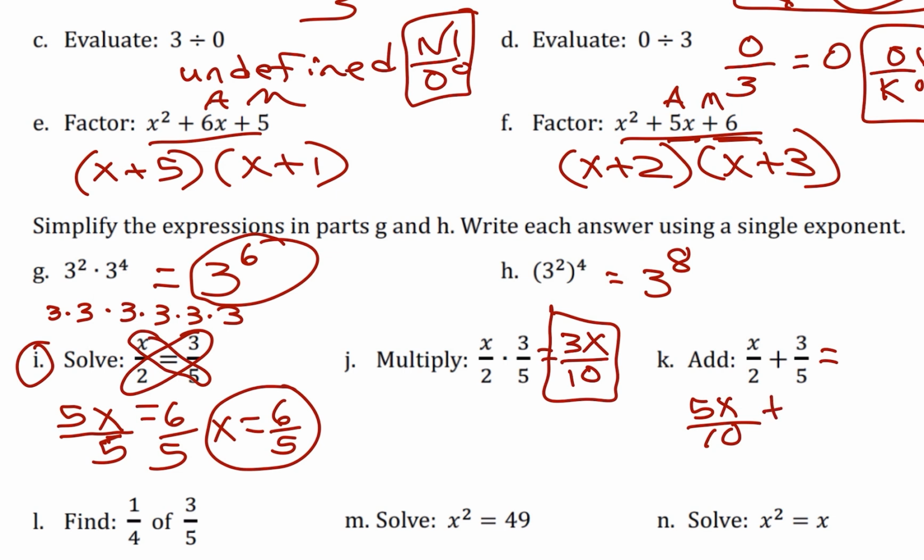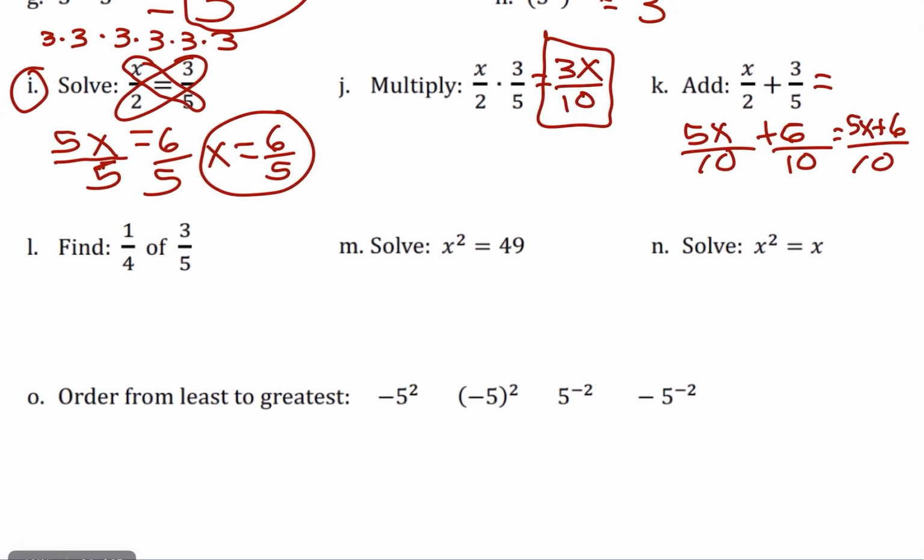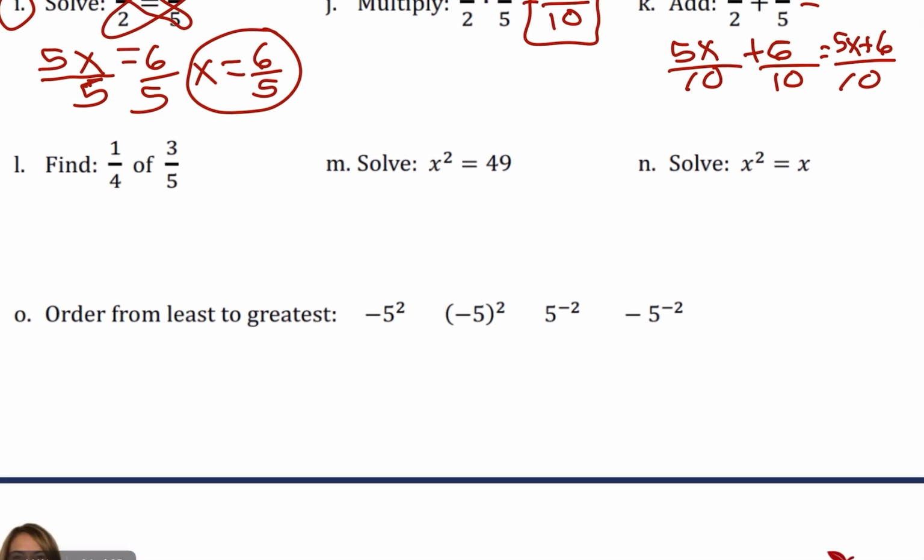So now we have 5x over 10 plus, here we're going to multiply the numerator and denominator both by 2. So we're going to get 5x over 10 plus 6 over 10. And so our final answer is going to be 5x plus 6 over 10. Okay, let's move that up and let's do these last 4 problems.